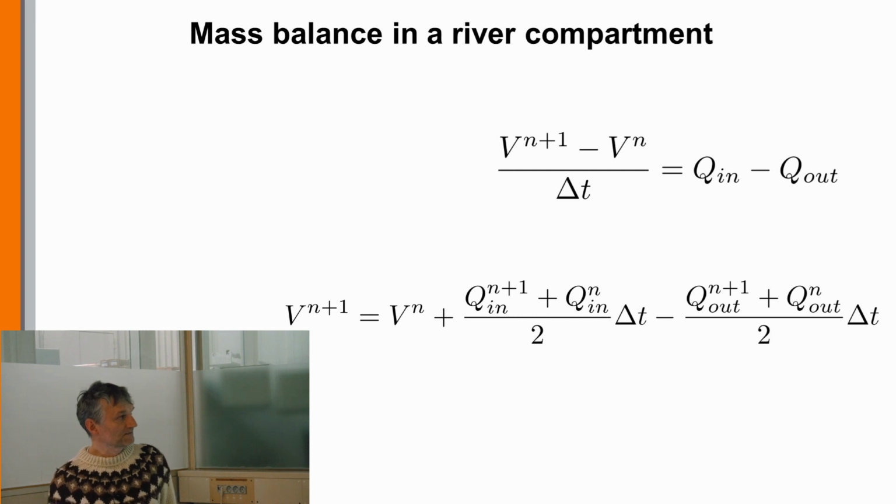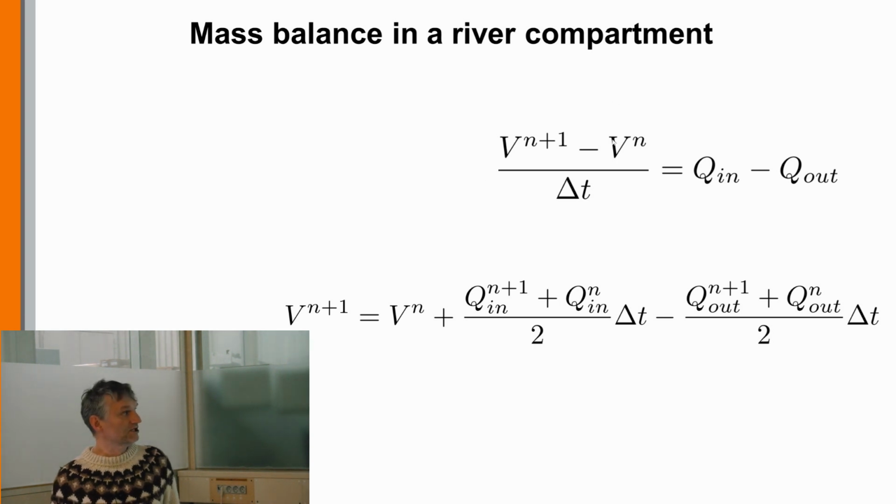So, the mass balance in a river compartment is the volume at time step n+1 minus the total volume in the river compartment at a certain time step n, divided by delta t.